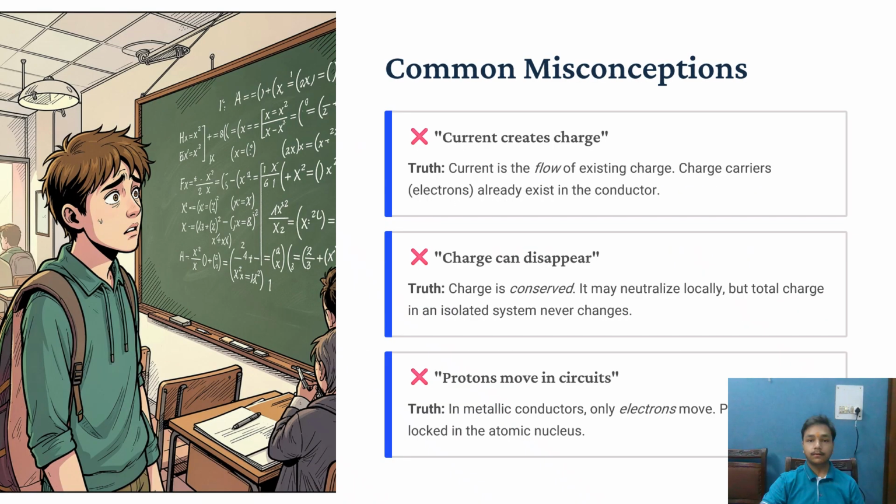There are common misconceptions that you must keep in mind. The first is that current creates charge. The truth is that current is the flow of existing charge. Charge carriers are the electrons which already exist in the conductor. The second misconception is that charge can disappear. The truth is that charge is conserved. It may neutralize locally, but the total charge in an isolated system never changes. The third misconception is that protons move in circuits, whereas in metallic conductors, only electrons move. Protons are locked in the atomic nucleus. So you must keep this in mind.